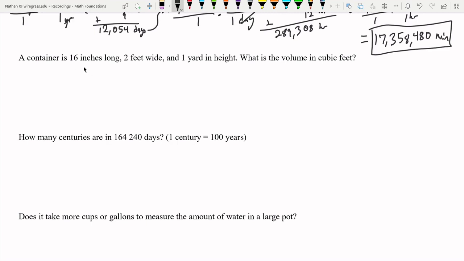All right, a container is 16 inches long, 2 feet wide, and 1 yard in height. What is the volume in cubic feet? So volume is going to be length times width times height. So we're going to do 16 times 2 times 1.